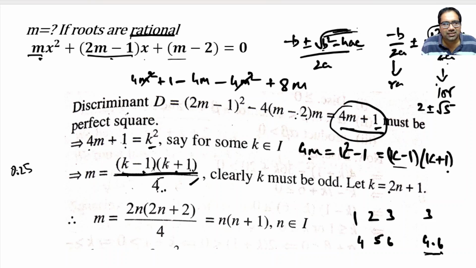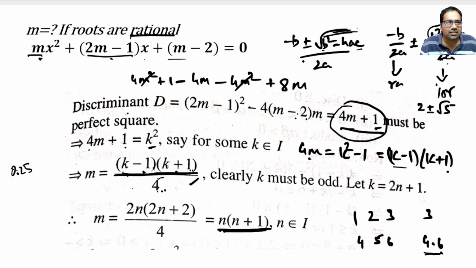Let us assume k is 2n plus 1 then. k minus 1 will become 2n and k plus 1 will become 2n plus 2. 2n times (2n plus 2) by 4. This 2 and this 2 will get cancelled, so we'll be left with n into (n plus 1). This is the condition. m can be such numbers which are in the form of n into (n plus 1), where n is an integer. Right, guys? Very simple problem.